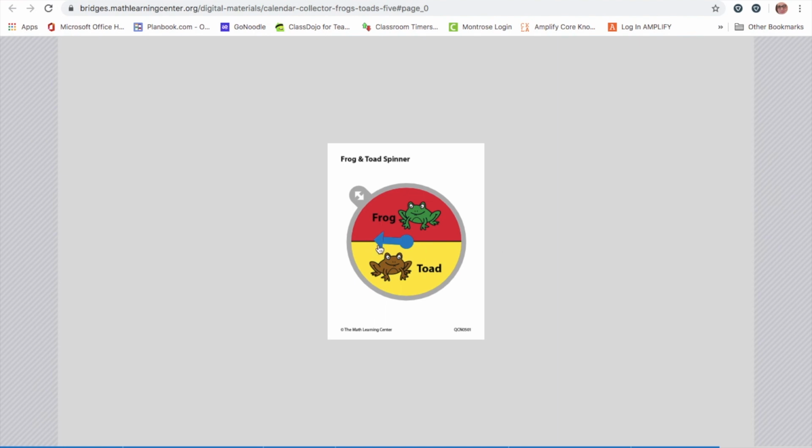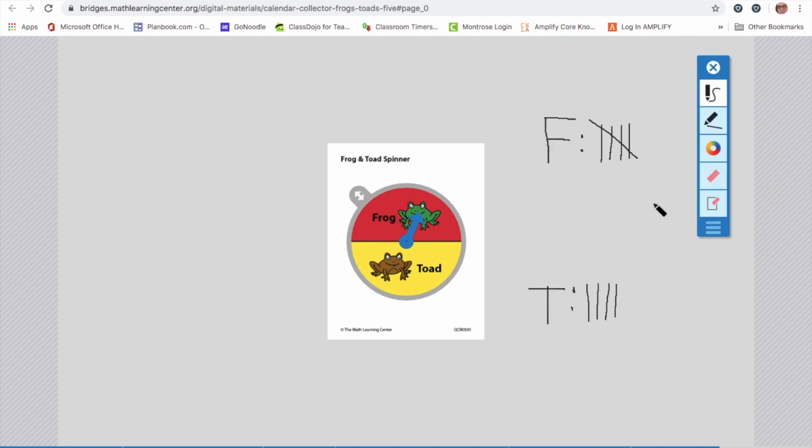Oh, you know what? That's really close to call. It looks like it might be on frogs. Let's spin it again. Remember, the rule is when it's really close to the line like that and it's hard to tell, we spin it again. Oh, it was frogs. Frogs.